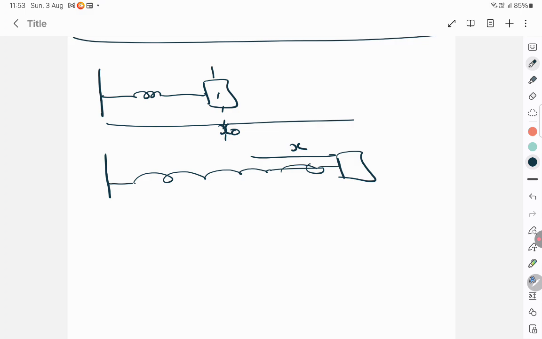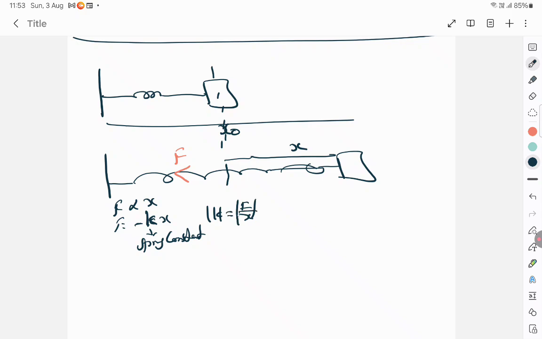Supposing it's moved through a distance x, not the extreme position. Just say some distance x from the mean position. The restoring force in the spring will act in this direction. This is not about applied force; it is the force that brings the spring back to its original position, and that restoring force is directly proportional to x. F is equal to minus k into x, where k is the spring constant. Depending on whether you're using copper or iron, the restoring force will be different, and that's the spring constant. And k is equal to f by x. The magnitude of k is constant, always f by x. Okay, let's leave that alone.